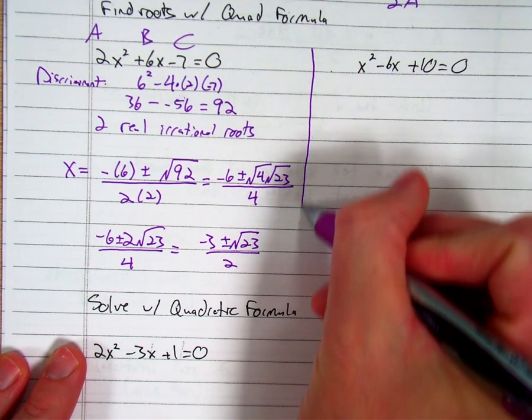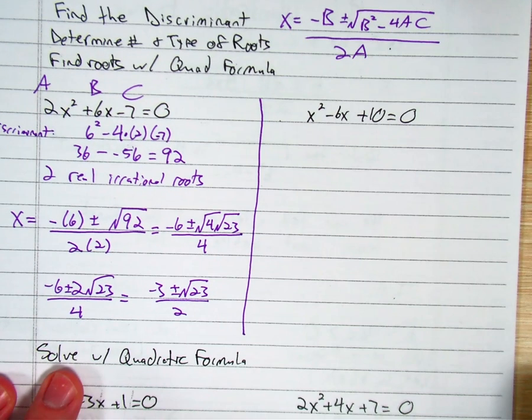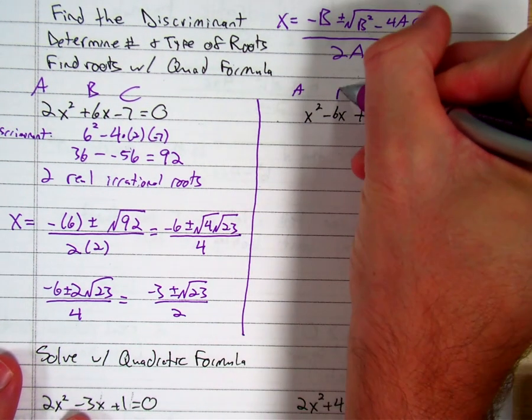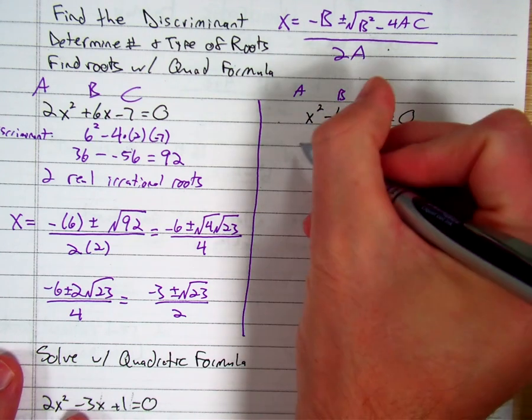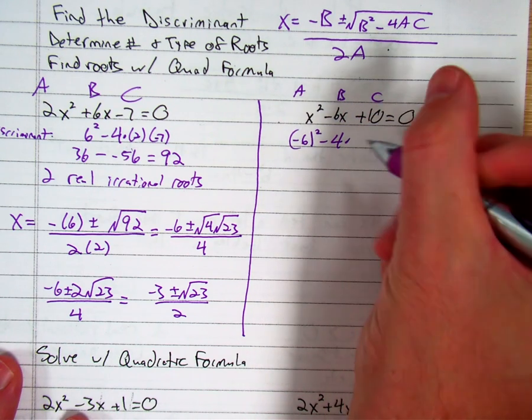All right, let's do it again. Maybe just a touch faster. Okay, so we got A, B, C. We're going to do B squared minus 4AC. So we got our negative 6 squared minus 4 times, what's our A?